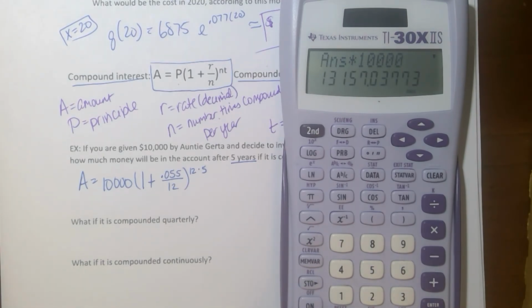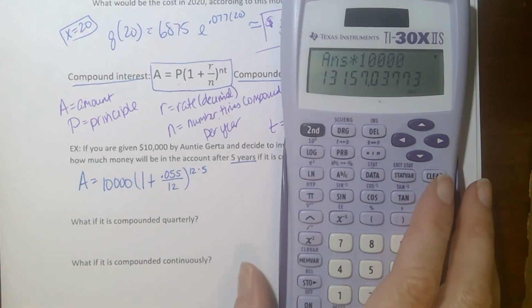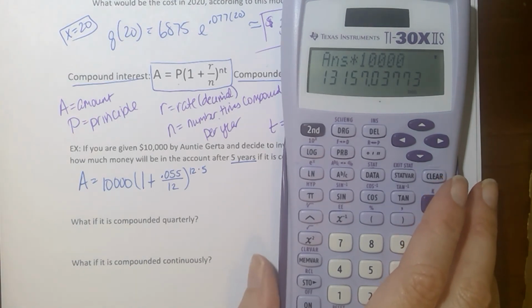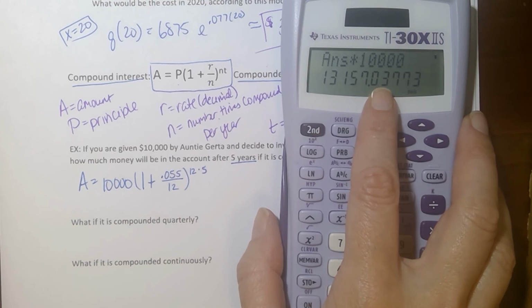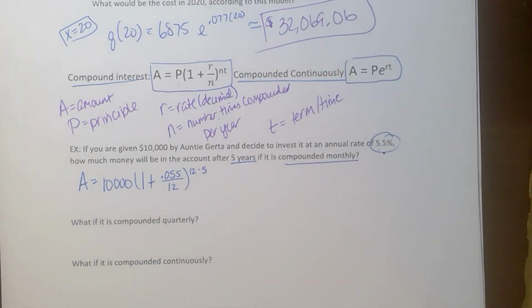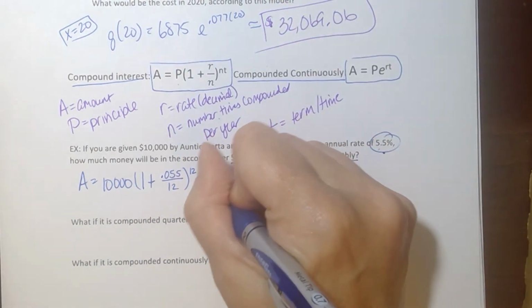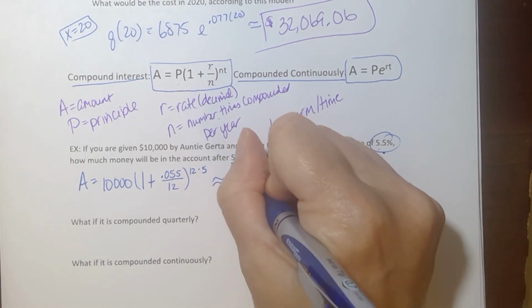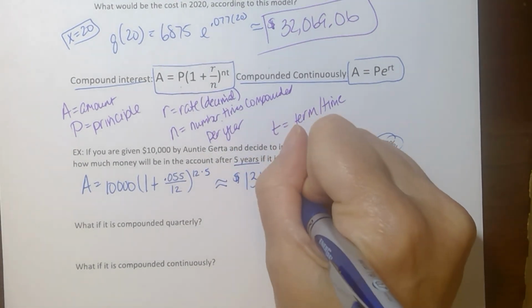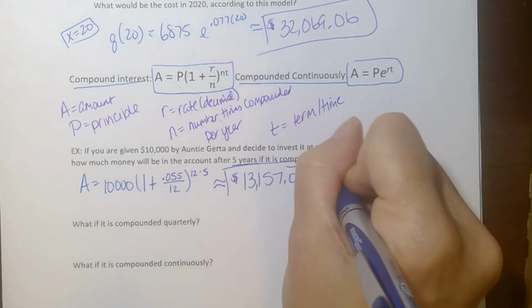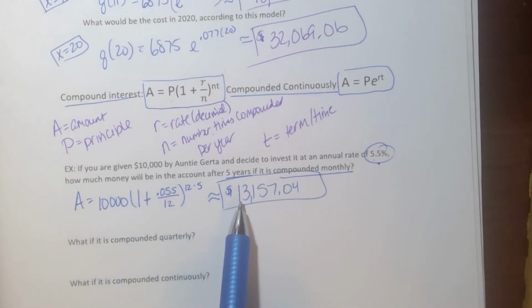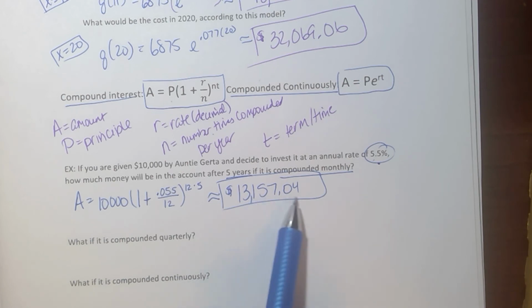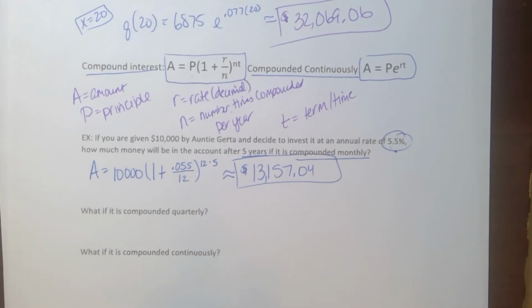So after 5 years, my $10,000 that Aunt Gerda has given me has become $13,157, and I round it to the nearest penny, 4 cents. So that comes out to be approximately $13,157.04. Out of that, how much is interest? Well, I invested $10,000, so $3,157.04 is the interest I earned.